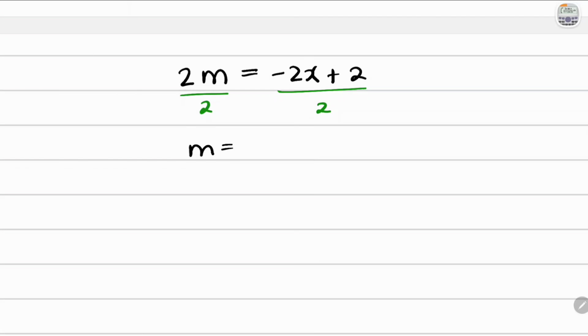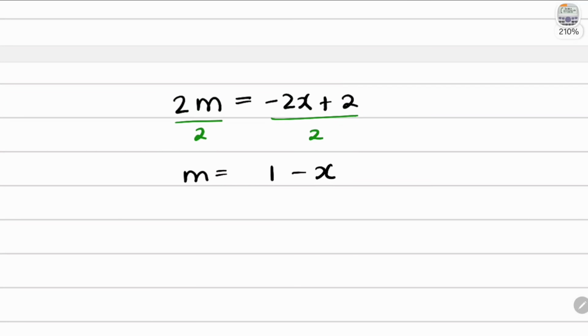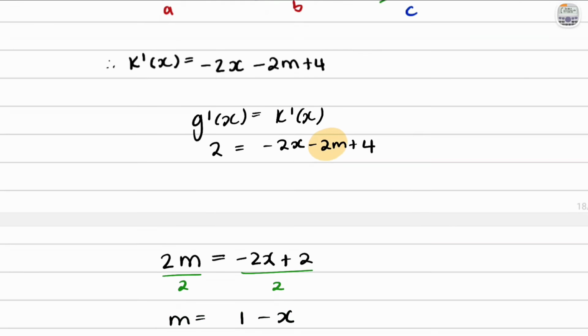Negative x plus 1, which I will just leave as 1 minus x. Okay, so it's still the same thing, positive 1, negative x. So that's what we have for m. Now, let's see what other information we can actually use to find this.